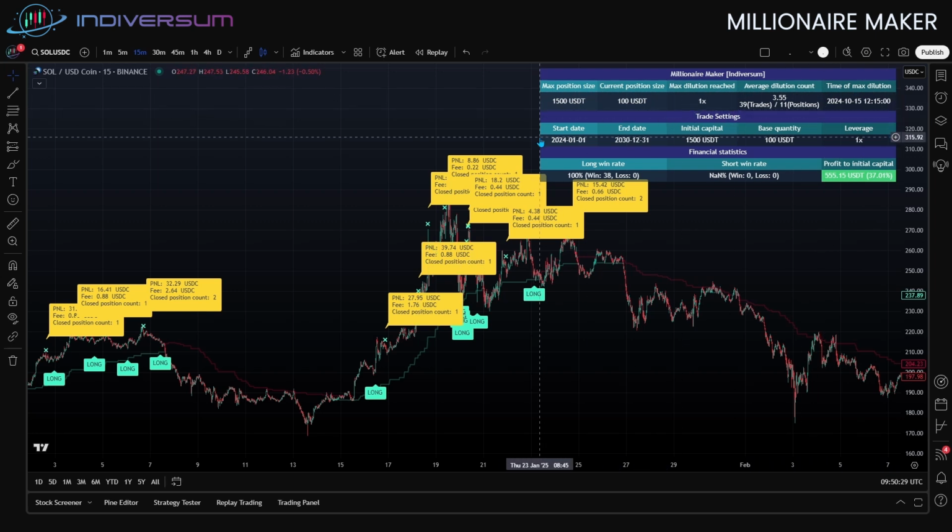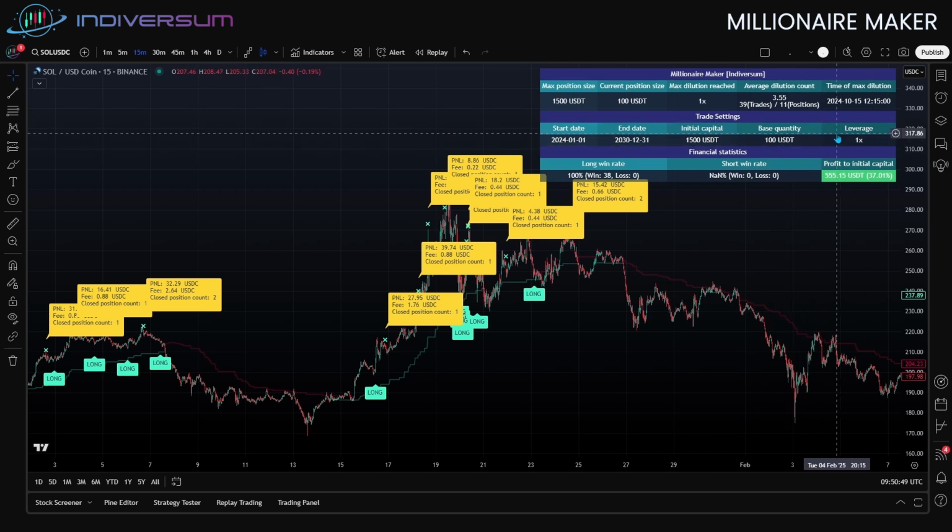Now on to the backtesting settings. Start date. This is when the backtest began. End date. This shows how long the backtest was run. Initial capital. This is how much money we started with when testing the strategy. Base quantity. This determines the position size for each trade.